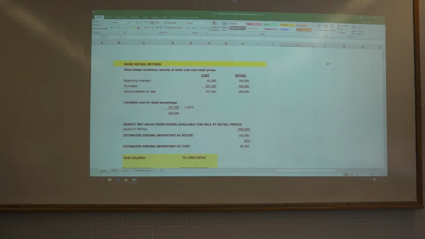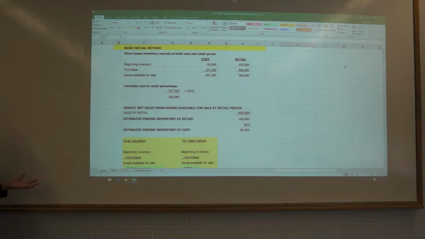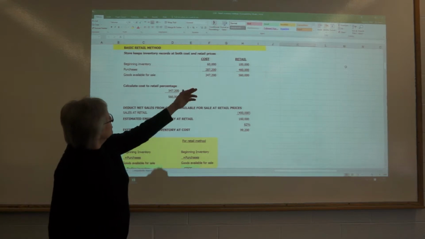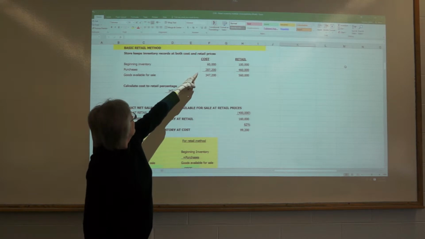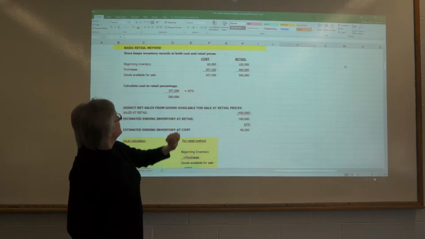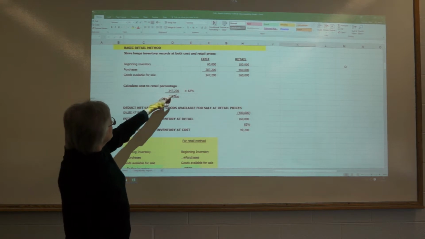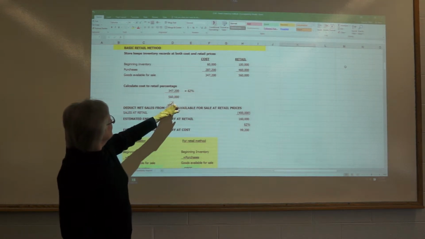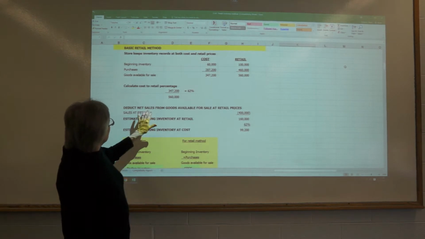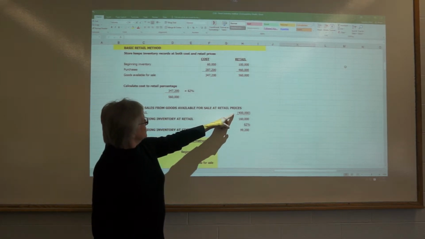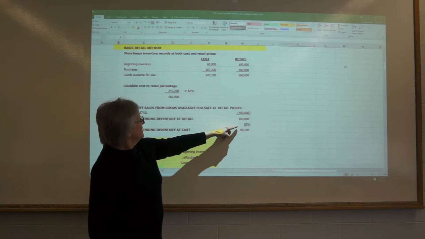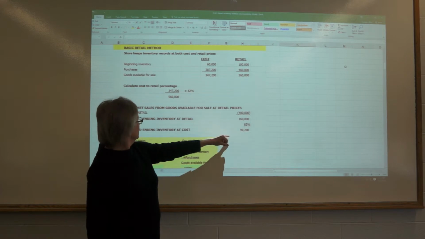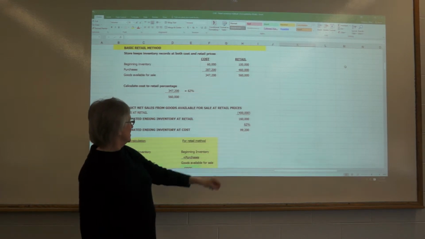Okay, so let's look at an example of your basic retail method. This is what you would be given. You'd be given your cost, you'd be given your retail. So you get your beginning inventory at both cost and retail, what you bought at cost and retail, and your goods available. Okay, your cost to retail percentage, you take the cost divided by the retail, and you get your percentage. Now you deduct your sales. Say you had 400,000 in sales. That means you've got 160 of ending inventory at retail. Multiply times the 62%, and this is your ending inventory at cost.